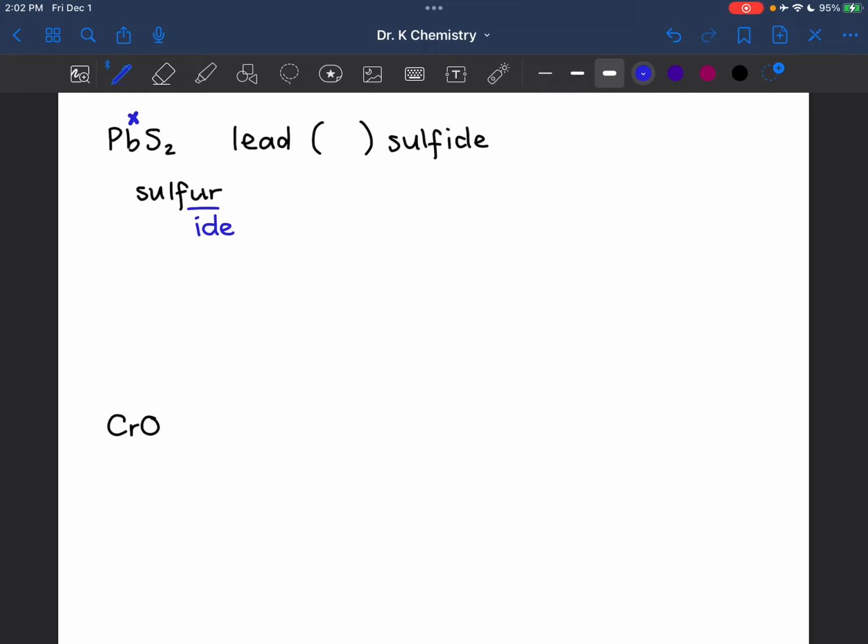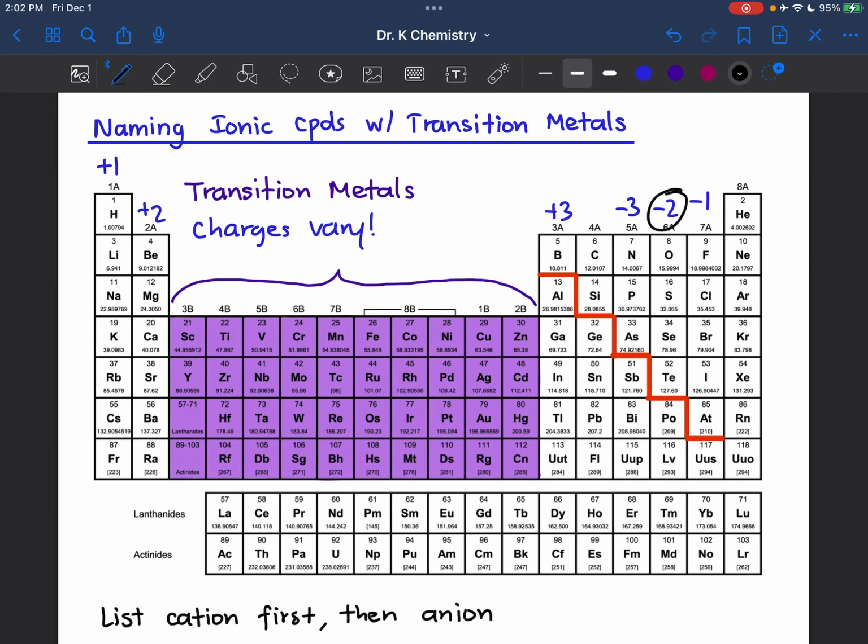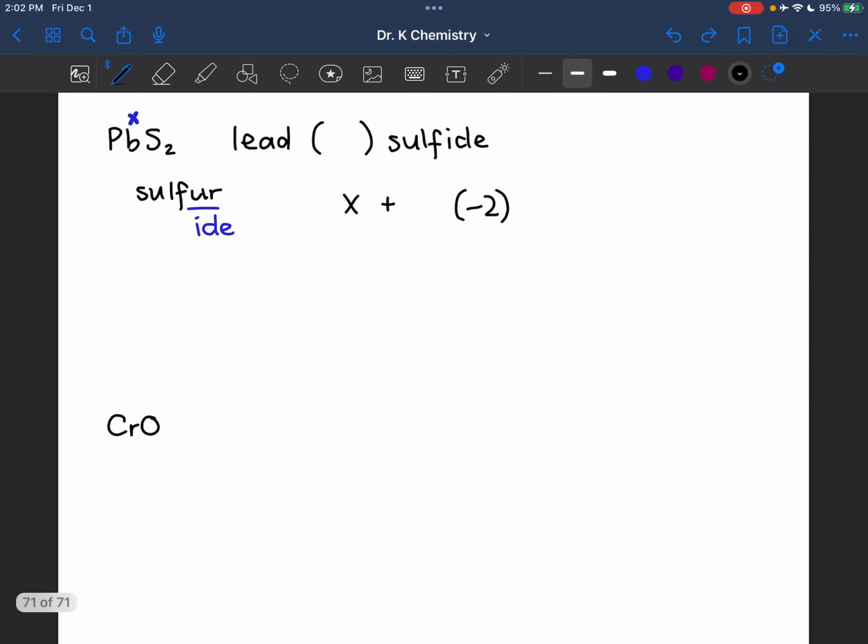So I can give lead a little variable. I don't know what the charge on that will be. So I'm going to say, okay, well, the charge on lead is x. I have no idea. I'm going to figure that out. I know that the charge on sulfur has to be -2. And that just comes directly off the periodic table. It's in group 6A, has to have a charge of -2.